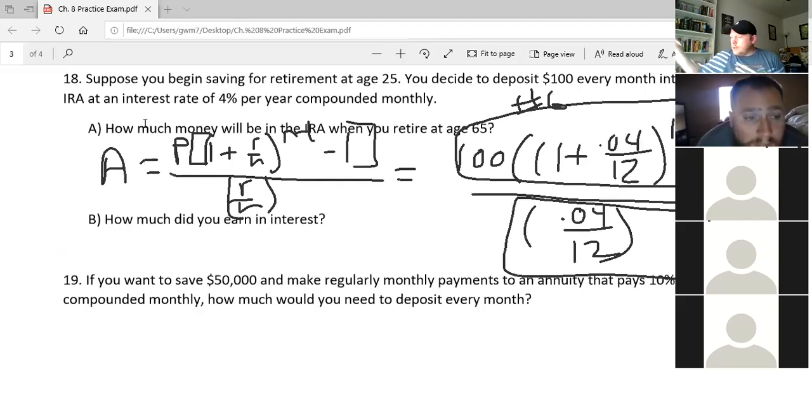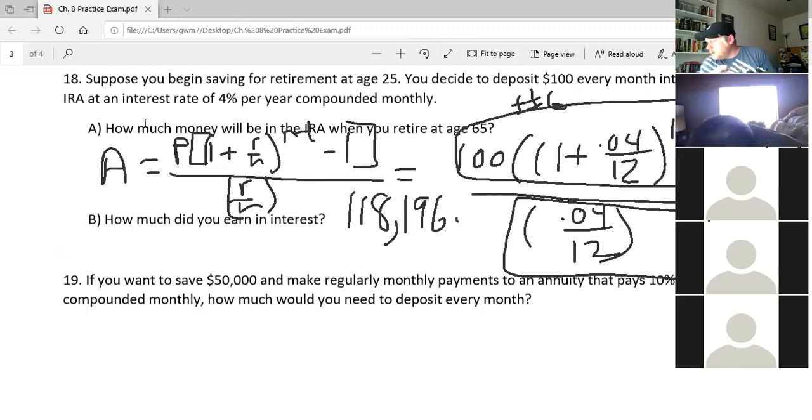When you do that, I got 196.13. And of course I had to round it. Okay, B says, how much did you earn in interest?